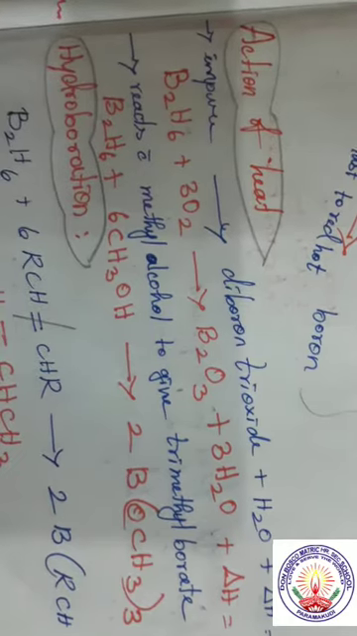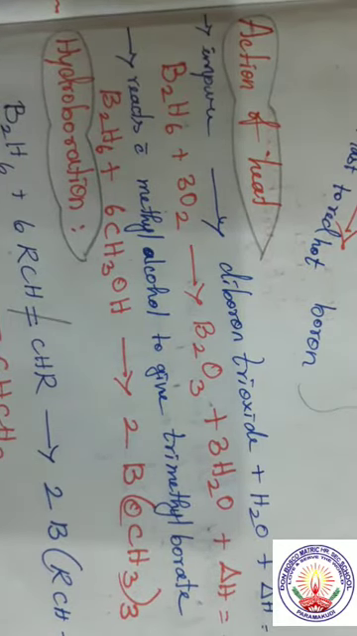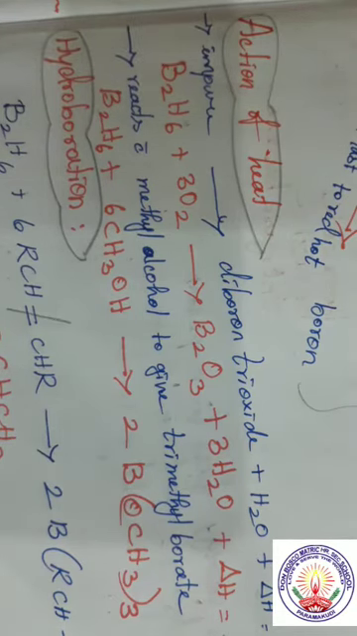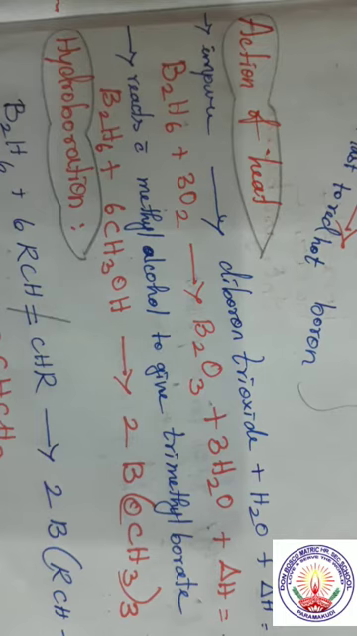Next one is hydroboration. Hydroboration is nothing but adding of diborane to alkene and alkyne in ether solution at room temperature. We shall see the examples here. Look at these.